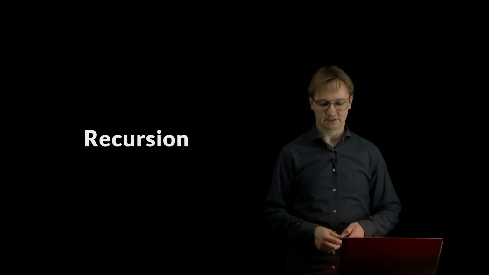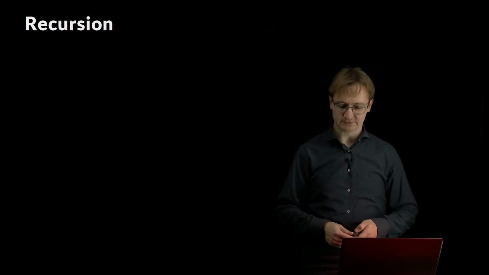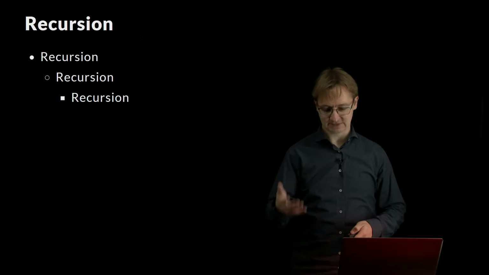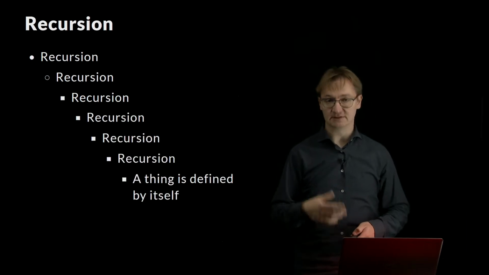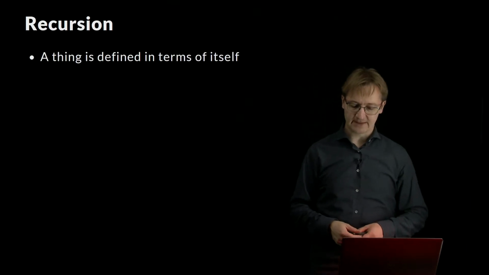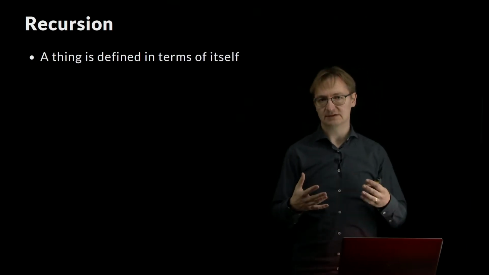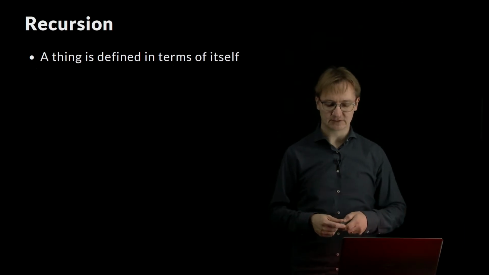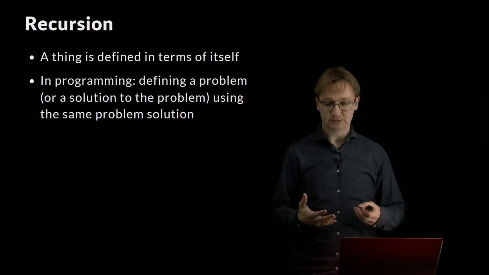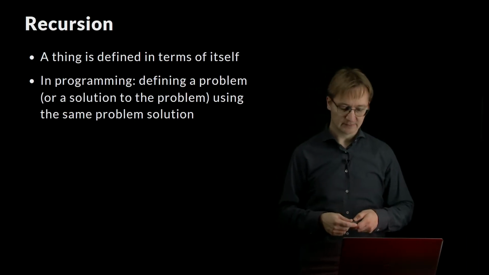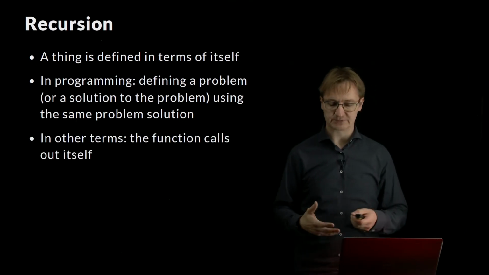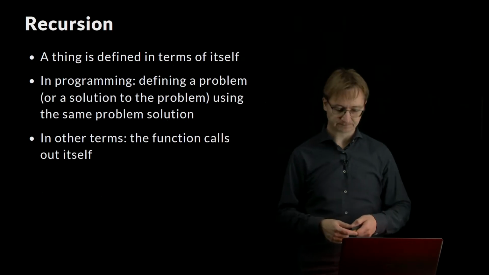Let's talk about recursion. What is recursion? And we can say that recursion is defined by recursion and so on. So basically, it's a thing which is defined by itself. And what it means is that if you want to define something, we can use the definition of this thing itself, or in programming, to find a solution for a problem, we kind of use the same solution. Or in other terms, we can say that the function calls itself.